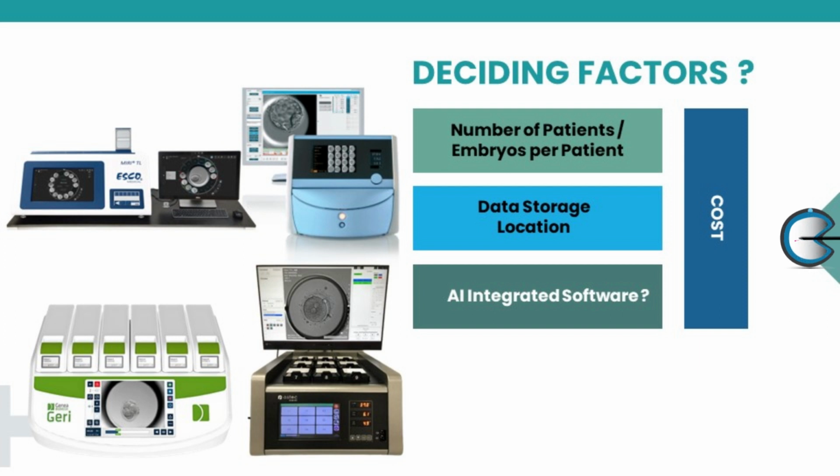The deciding factor here, of course, would first be cost. Then for the cost, you should see the number of patients that you can culture and the number of embryos you can culture per patient. The data storage location is paramount for us because in India, I think it makes more sense to store the data locally in a NAS server. And AI integrated software would be nice to have because many times we offer time-lapse features to our high-end patients because of the cost, and AI software integration gives a good reporting and predictability score. So this brings us to the end of our presentation.